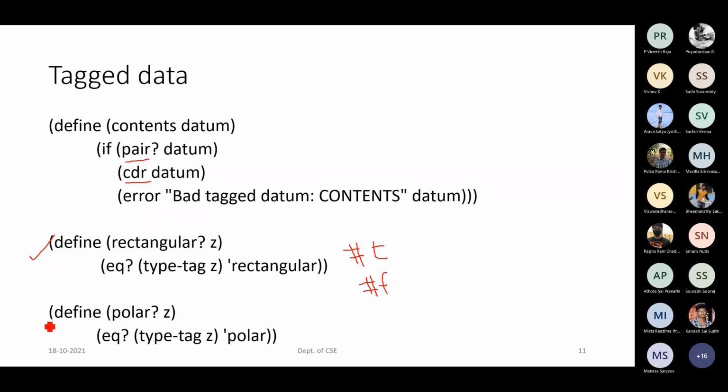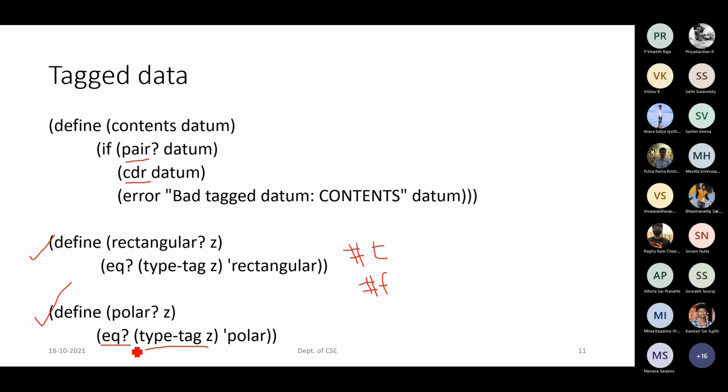Similarly, we are defining the polar procedure, the next one, where whatever content you have extracted by using this type tag, that is the first content from the complex number, we are just checking whether it is polar or not. Since it is an array of characters, the equality check cannot be used. We have to use EQ, since it is character content which we are verifying. The primitive procedure we have to use is EQ.